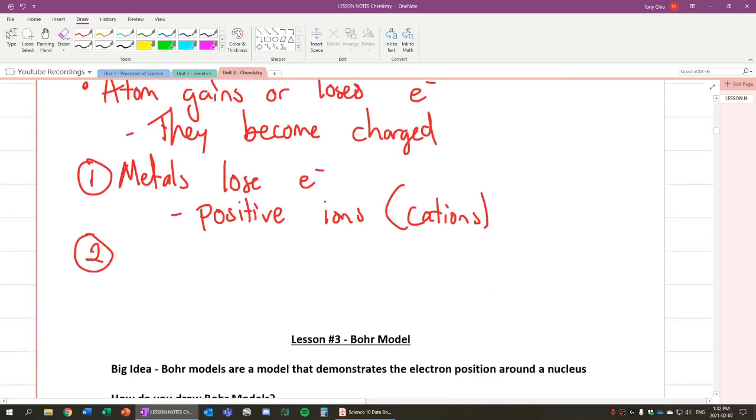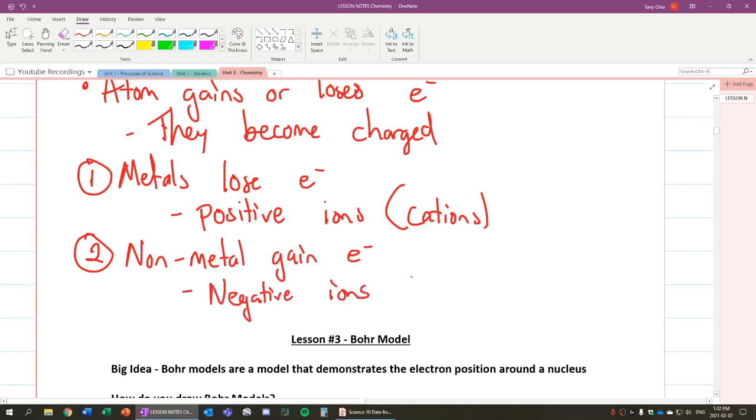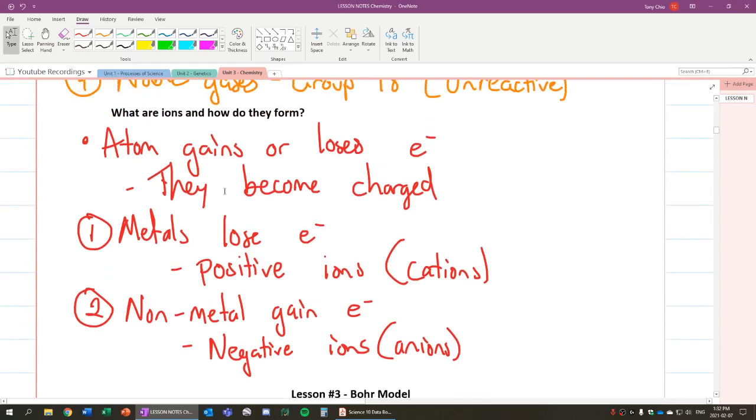While the nonmetals will gain electrons, and because of that, they become negative ions. We have a name for them too. They're called anions. So these are examples of how ions are formed. Metals will lose electrons, they become positive ions, cations. Nonmetals will gain electrons, they become negative ions, and thus they become anions.